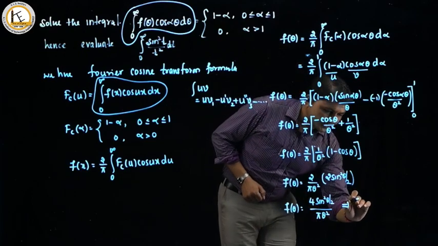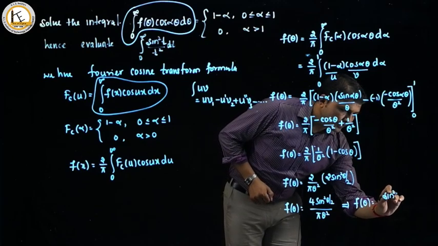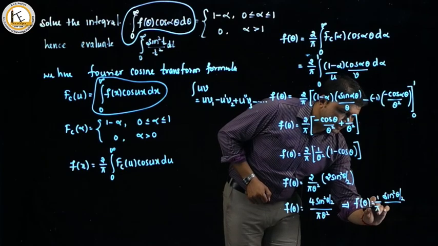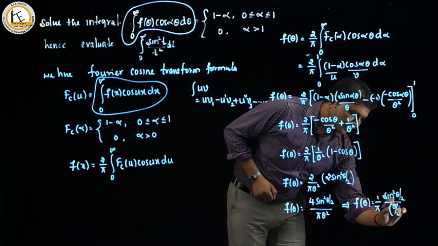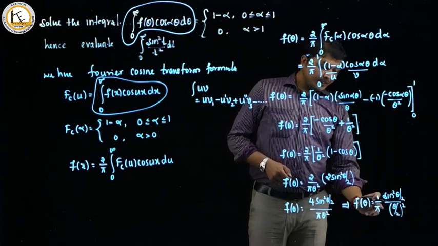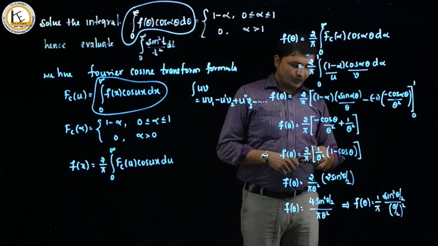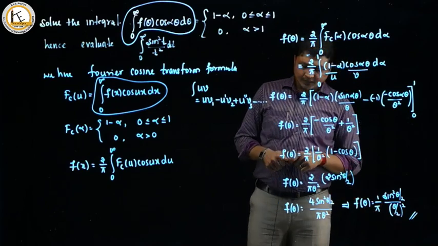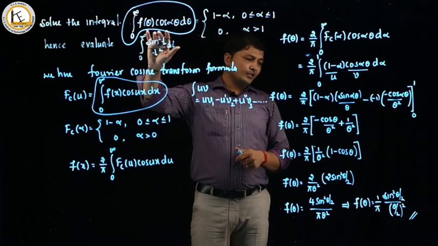So f of theta is equal to sin square theta by 2 divided by, I will keep this 1 by pi as it is, and I will take this 4 in the denominator so that I can write it as theta by 2 the whole square. When I take this 4 in the denominator, it becomes theta square by 4. Therefore, theta square by 4 can be written as theta by 2 the whole square, and hence this is f of theta, which is the required solution of the first part of this integral.